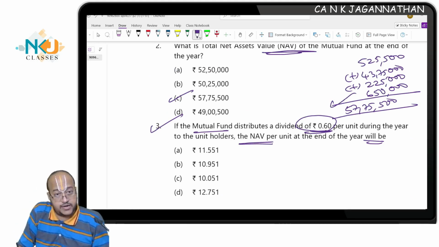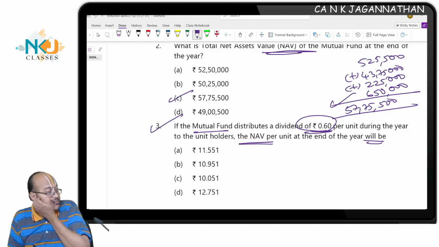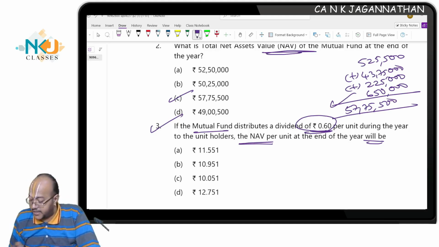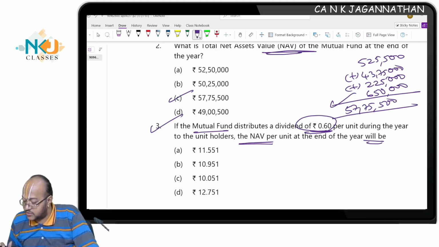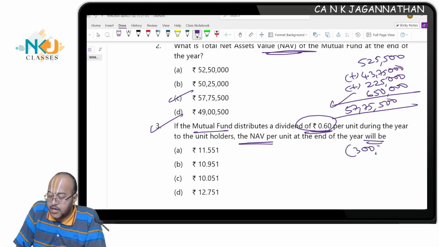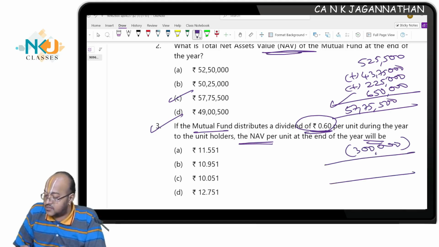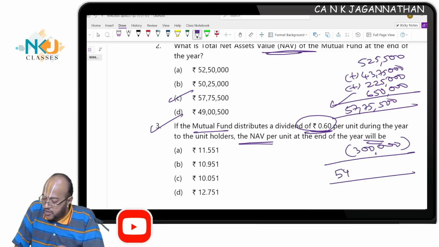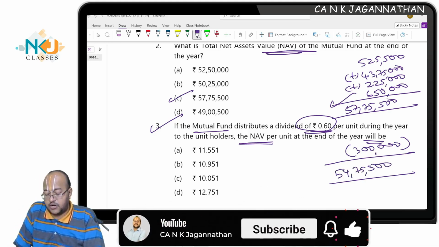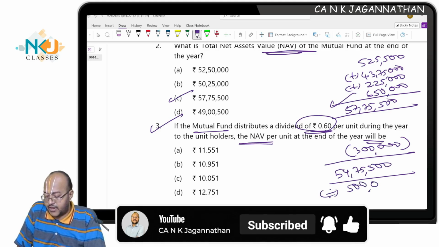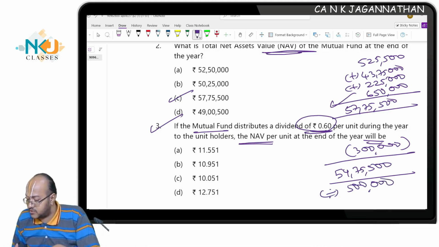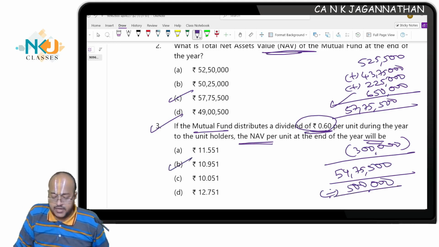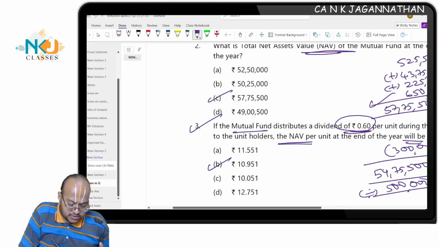Keep in mind that 57,75,500 is the closing balance of the assets. Out of the cash balance, you will pay the dividend of 0.6 for 5 lakh units. 5 lakh into 0.6, how much is that? 3 lakh you will reduce. So 3 lakh dividend will be paid out. What will be the total net assets? 54,75,500. Divided by the number of units, 5 lakh units outstanding. I'm getting the NAV as 10.951. Are you all understanding?